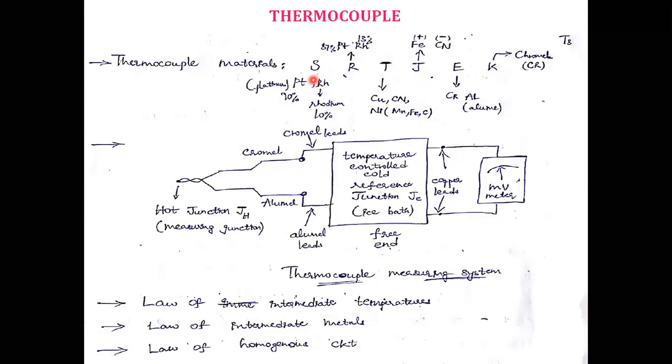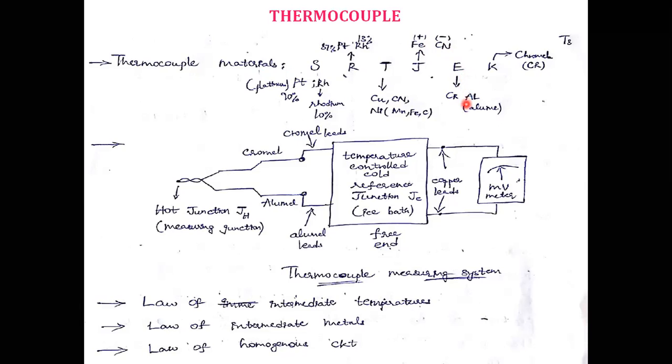This S type is a combination of platinum and rhodium: 90% platinum and 10% rhodium. R type means platinum 87% and rhodium 13%. The T type is copper and constantan, or nickel, manganese, ferrous and carbon can also be used. And J type is ferrous and constantan. Fe means iron, and it acts as the positive metal, and constantan acts as the negative metal.